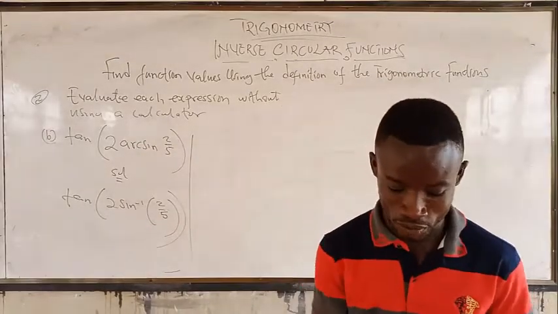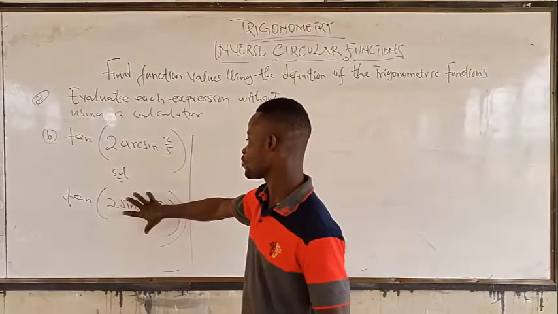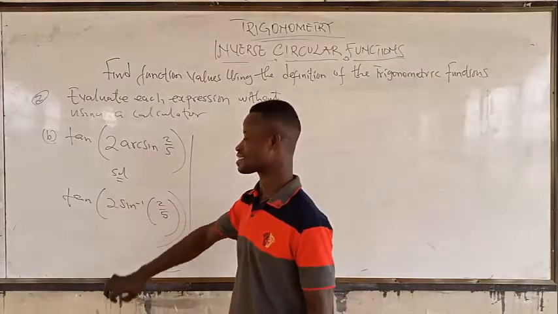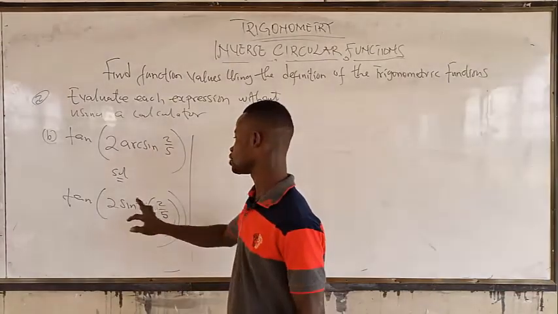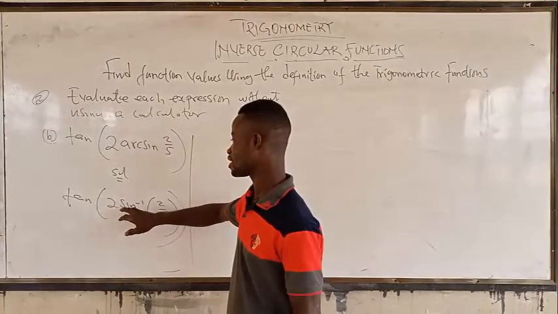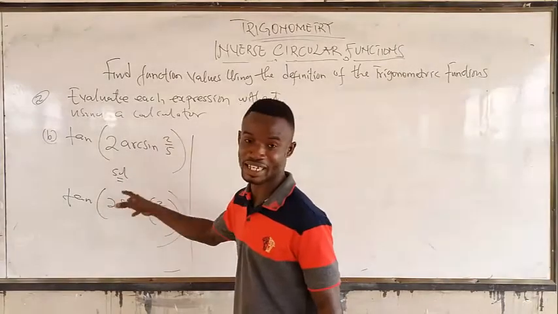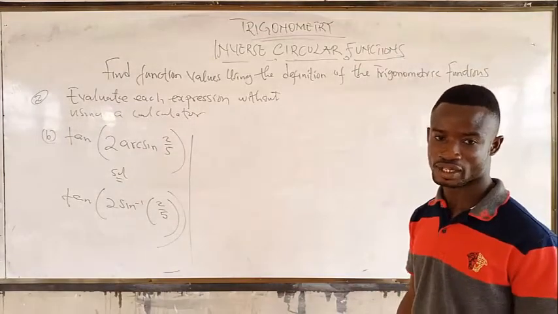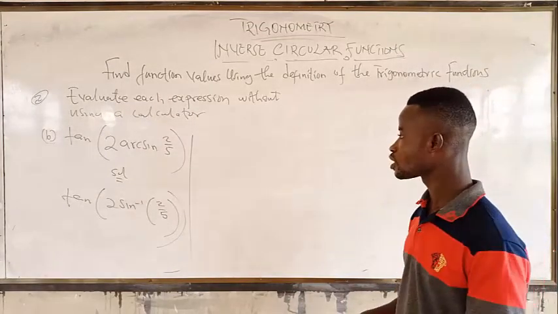Please here, be careful. Know that the whole of this is an argument. So the 2 here is a constant. So it's a double angle. Hope you can see that. Simply it's a double angle. Very good.